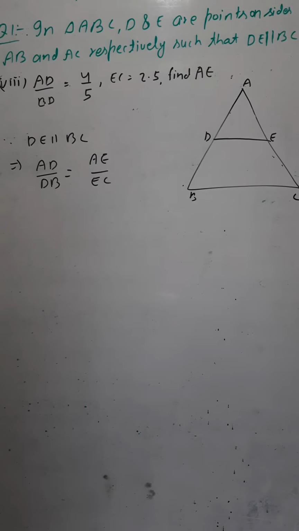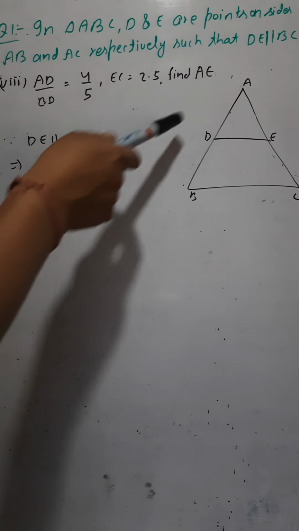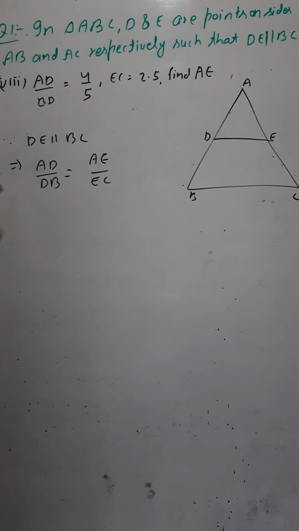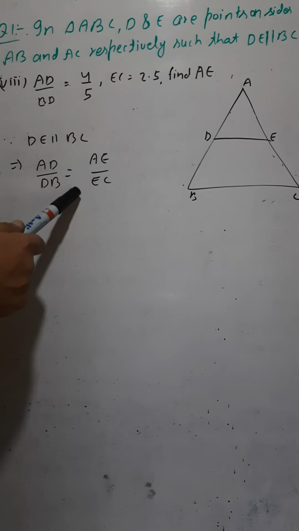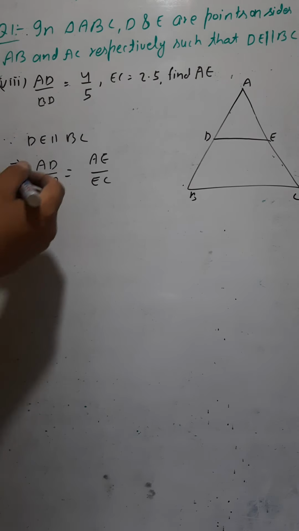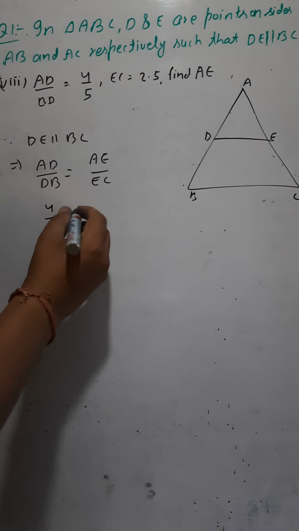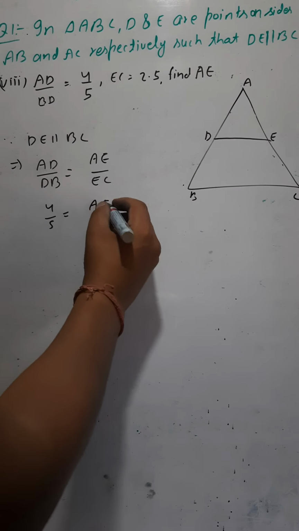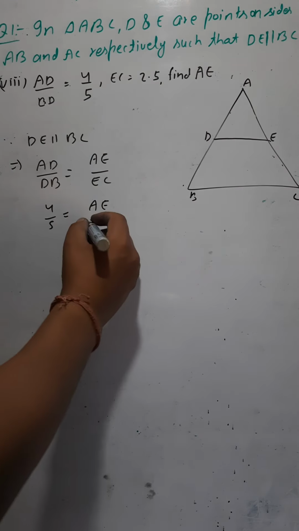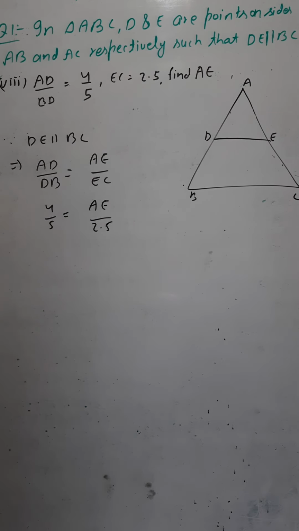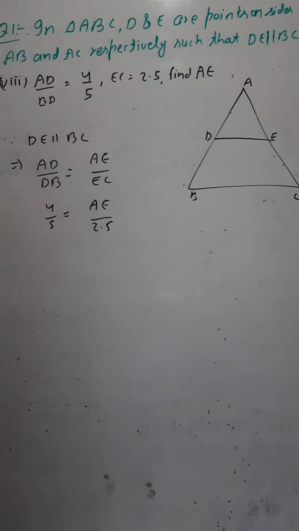Now this is the next question here. The question is AD by BD. This value has been given as 4 by 5. Means AD by BD is 4 by 5 equals AE by EC. AE you have to find. So put the values, that is 4 by 5 equals AE, and EC has been given to you as 2.5. Just cross multiply it, you would get the value of AE. Try to solve it.